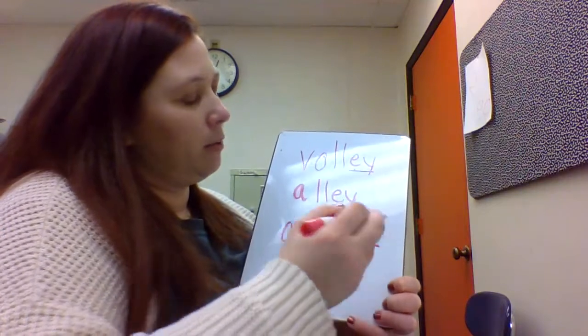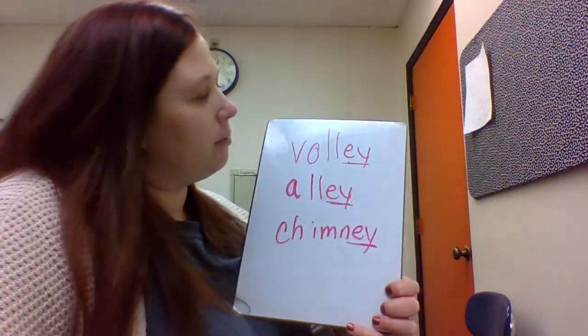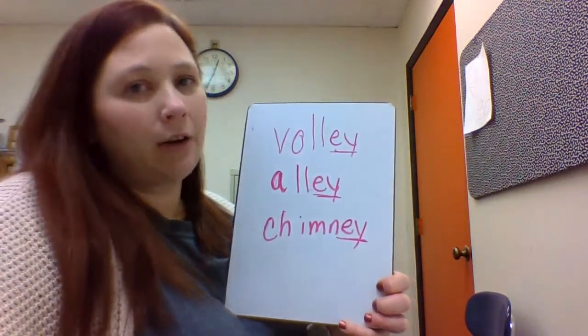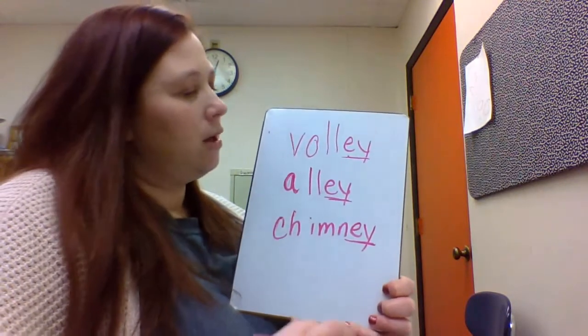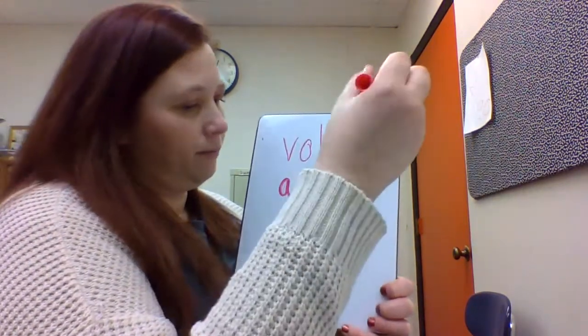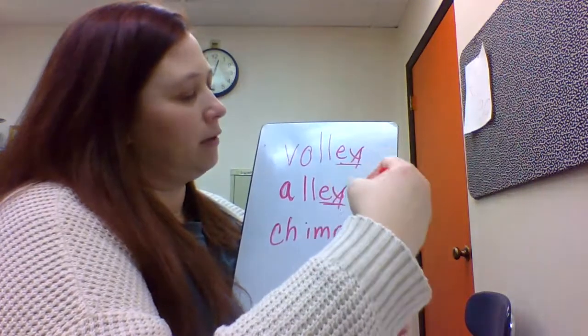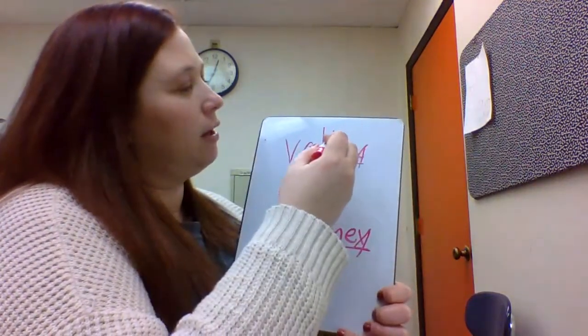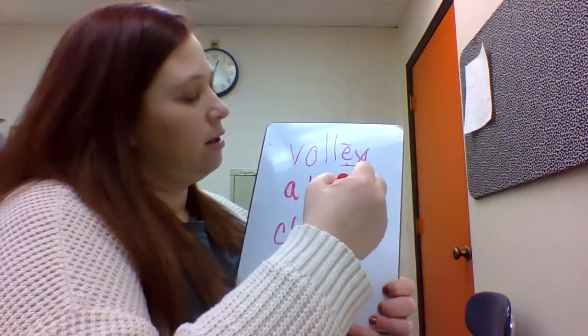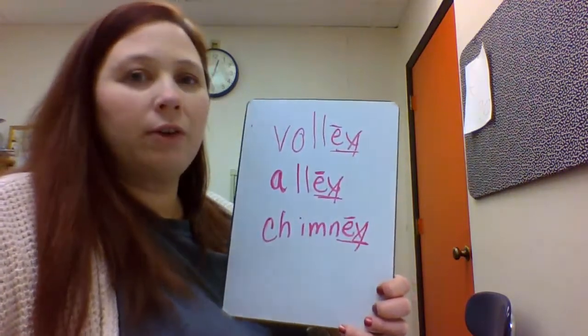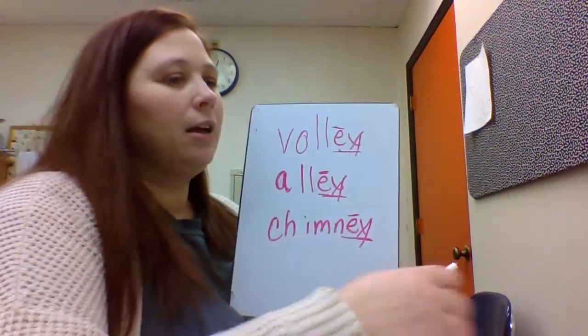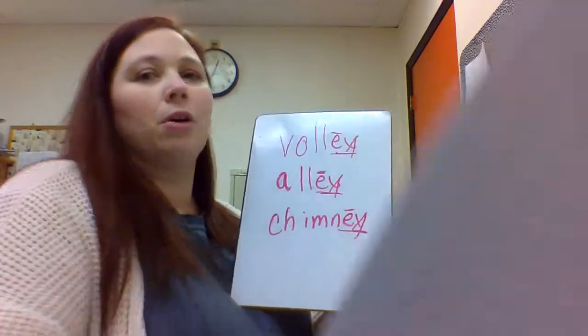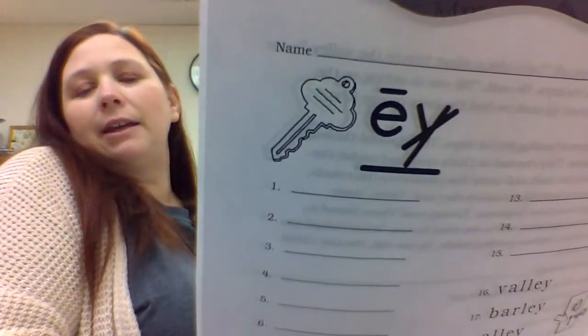A digraph is when we have two letters that come together to make one sound, and we underline our digraphs while we're coding. We're also going to cross off our Y because we're not saying our Y and our E, we're just saying our E and it gets a macron. So when we code, that's how we will code the digraph EY. The picture for this to help us remember is a key. So when we see that, we'll know key, EY.